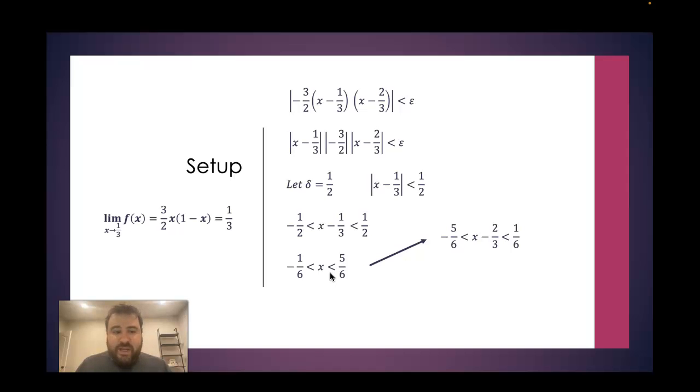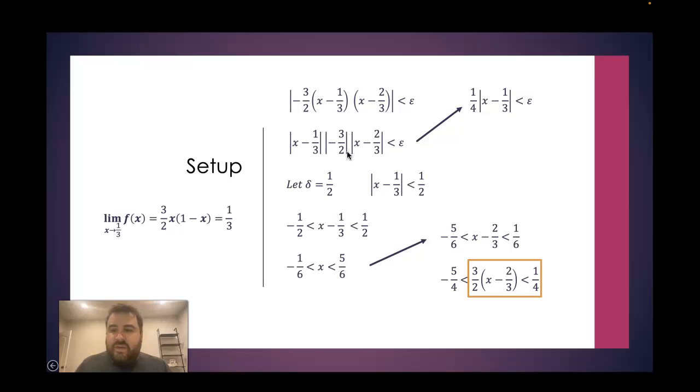And then we can multiply everything by the absolute value of negative 3/2, which is 3/2. That gives us negative 5/4, which is less than 3/2 times x minus 2/3, which is less than 1/4. And this end piece, that is what we are interested in. Here's our equivalency. So we can take this and substitute 1/4 in for that expression.